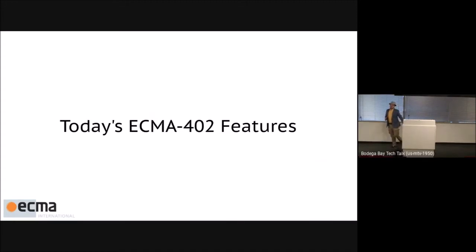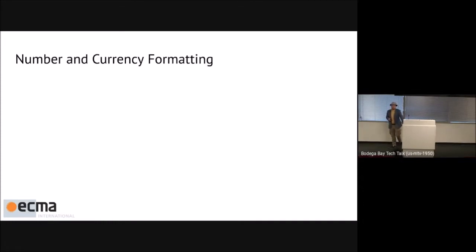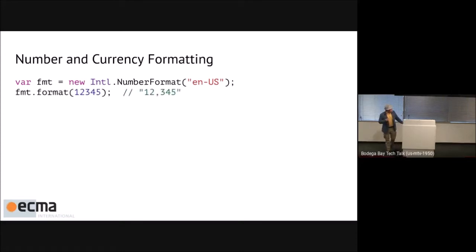Okay, so I'm just going to give a little bit of a tour of what you can do in ECMA 402 right now. One thing you can do is number and currency formatting. We just saw that on the previous slide. I'm going to show you some code. I promise it's not that scary. This is some code for how you might format a number in the locale EN-US, English United States.